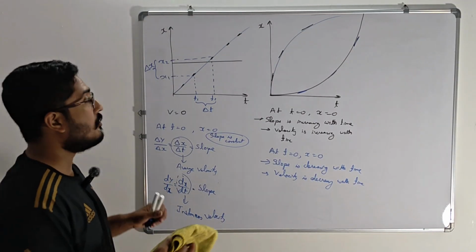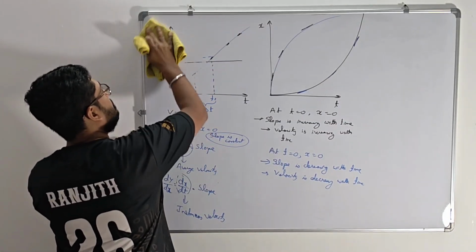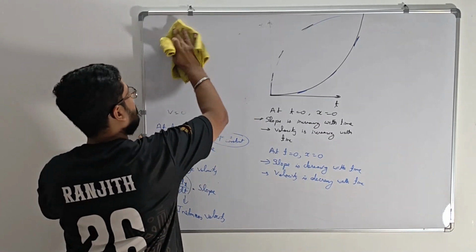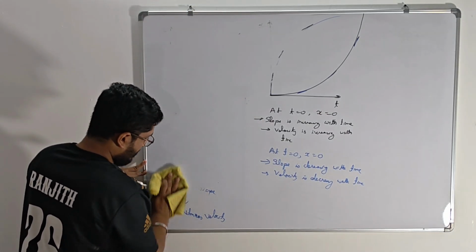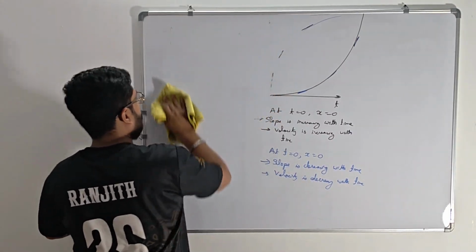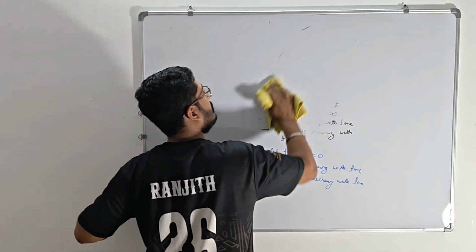That is, I want to draw the diagram for v versus t. Let's go for that. Same kind of diagram I'll draw, exactly the same way. Let us see what will happen in that case.